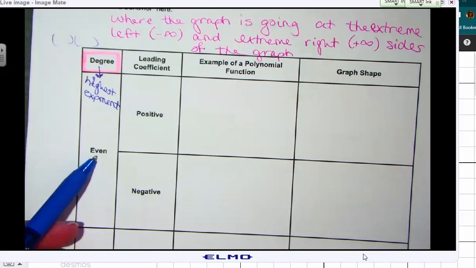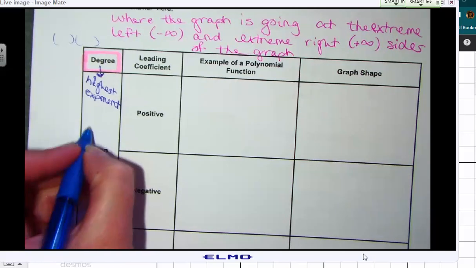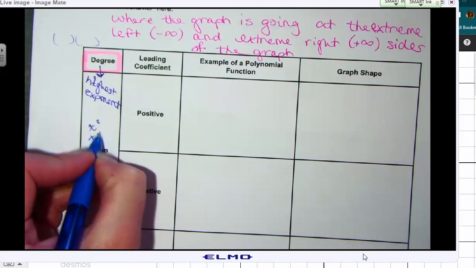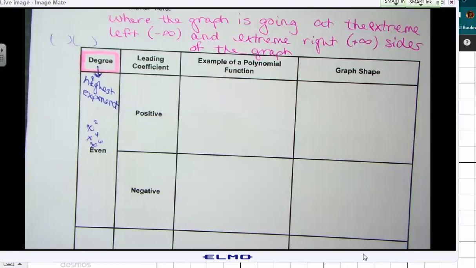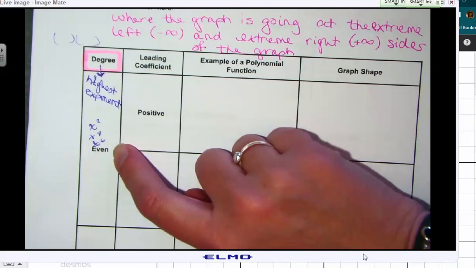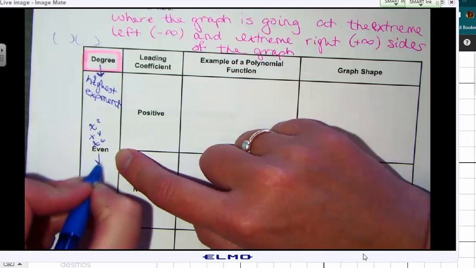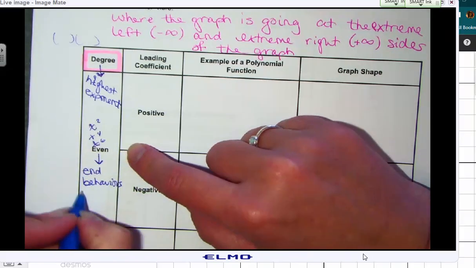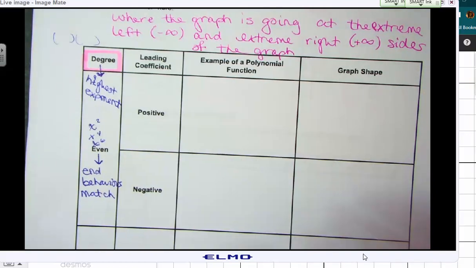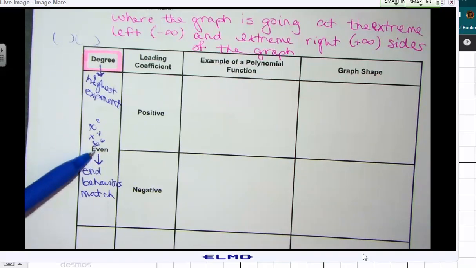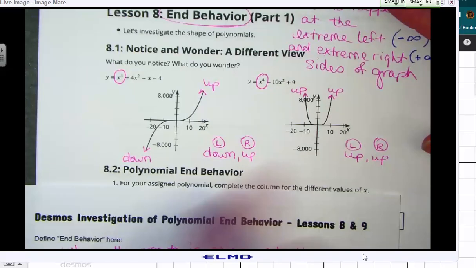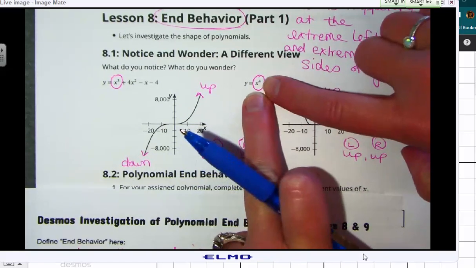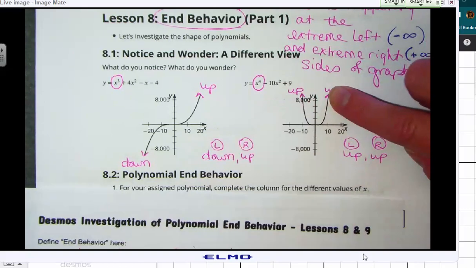When the degree is an even number, things like x squared, x to the fourth, x to the sixth, any even numbered degree, the ends will match each other. End behaviors match. There's a time where I was saying they were equal end behaviors because they start with E. Even degree, equal end behaviors. Okay, so this is where we're going to see something like this one here. This is an even numbered degree. Our end behaviors match each other.